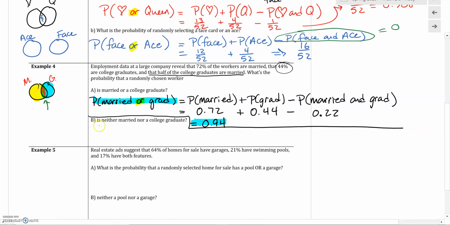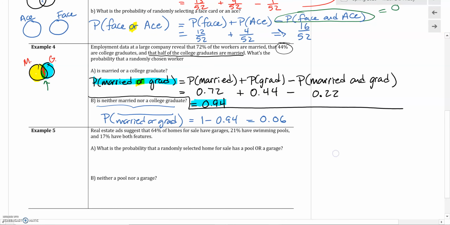Now here, what's the probability of selecting someone that is neither married nor a college grad? Again, that's complement. That's the probability of not married or grad. Well, if 94% of your workers are married or college graduates, then 6% are not, right? Or 1 minus 0.94 would be 0.06, would be the probability of those that are not married or a college grad.